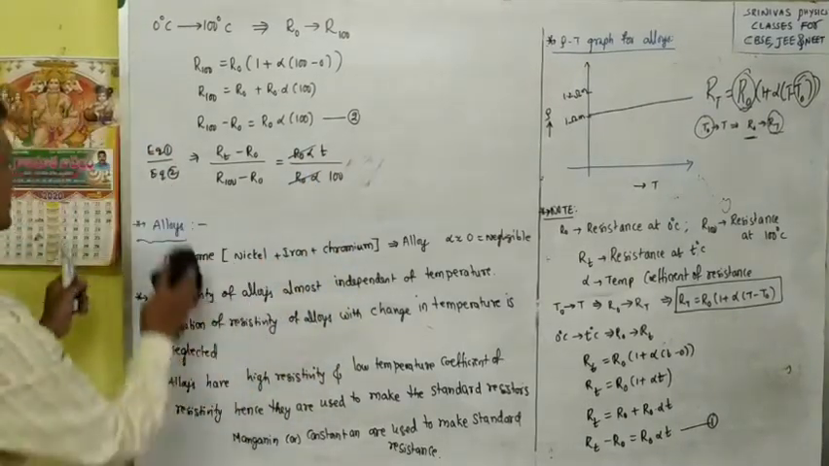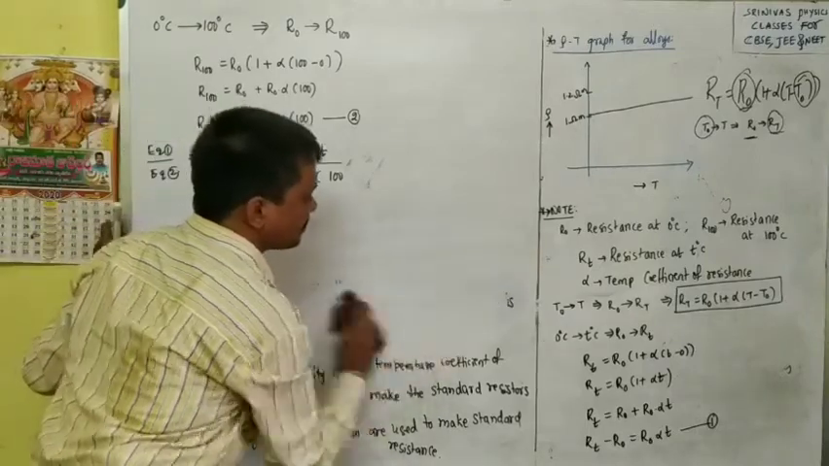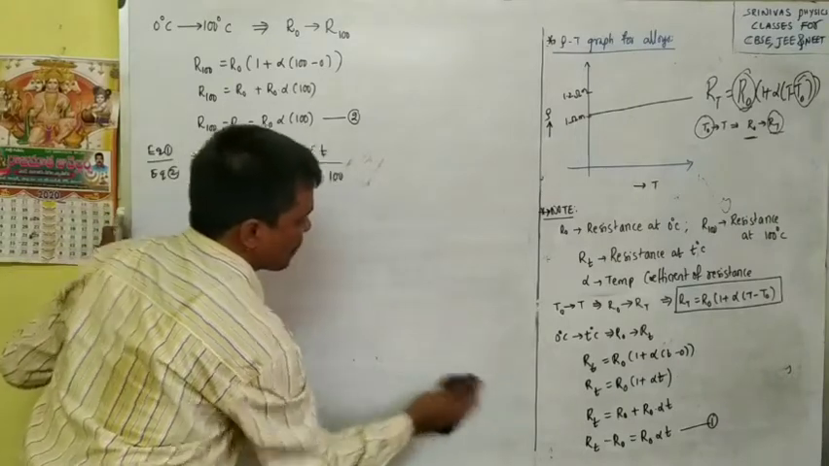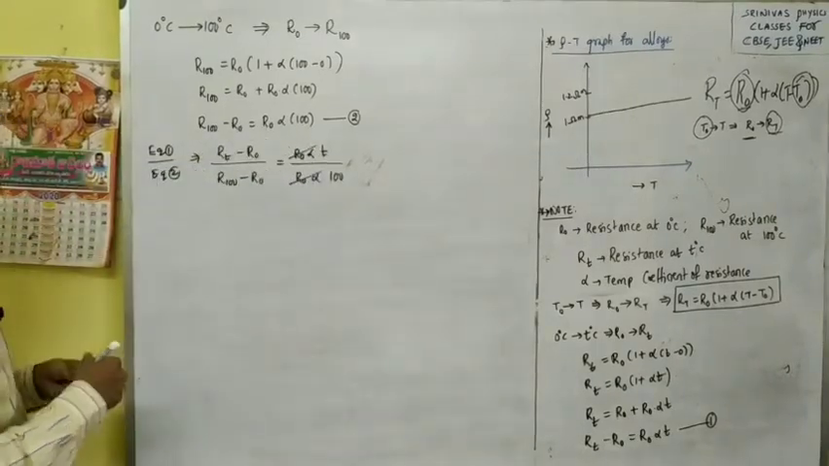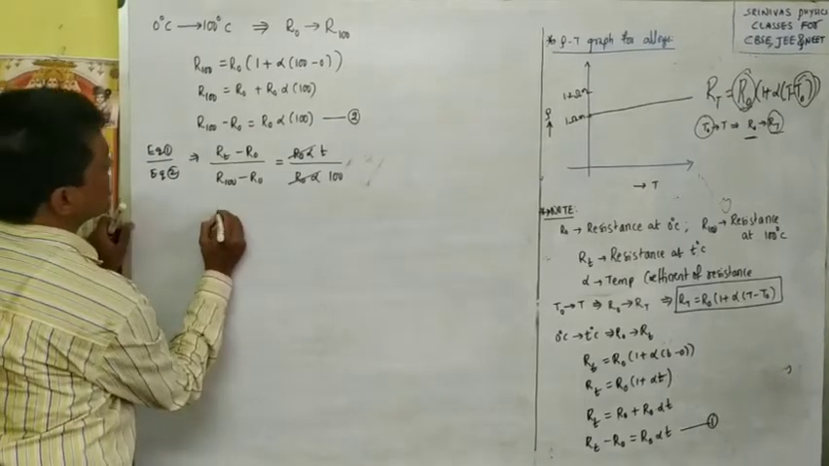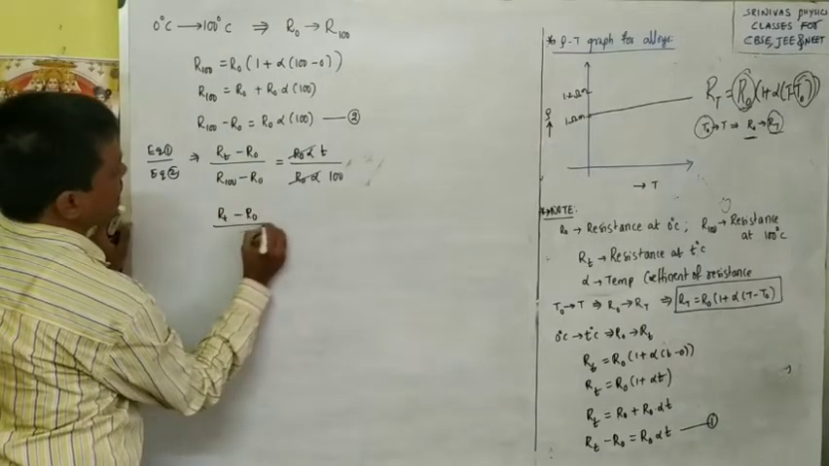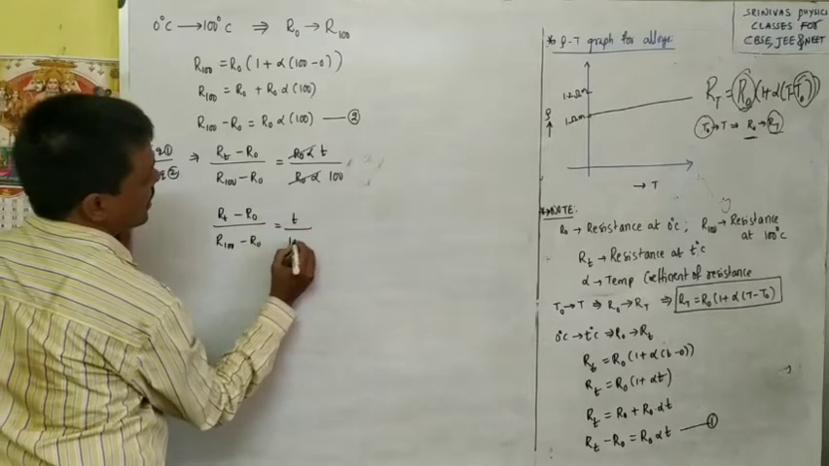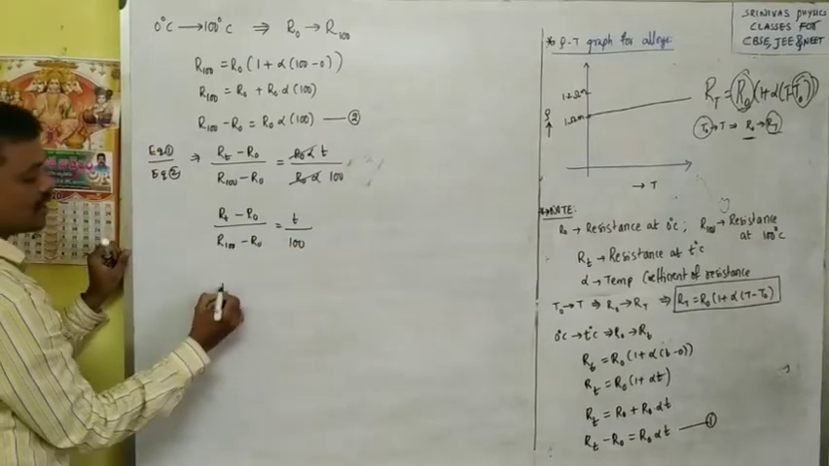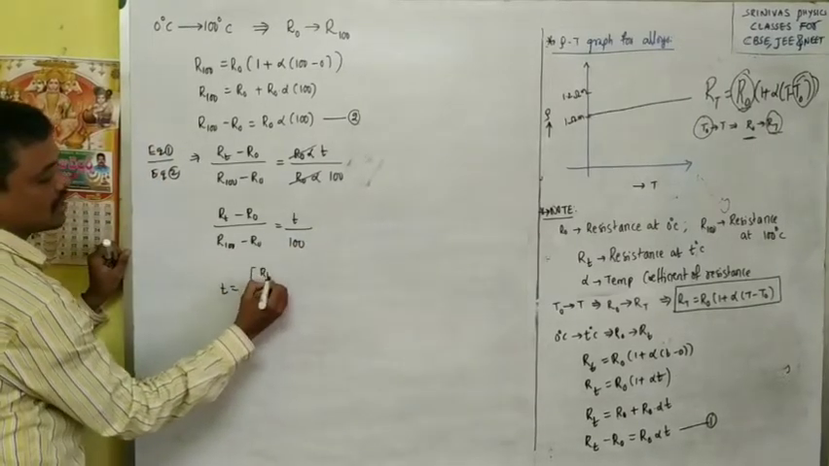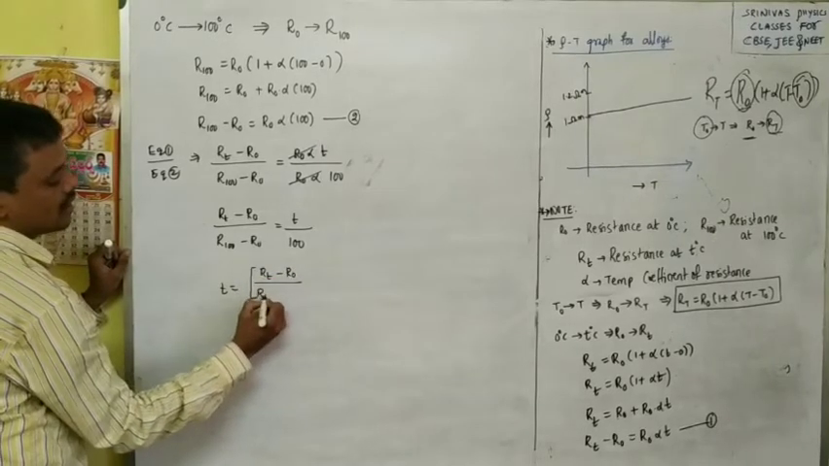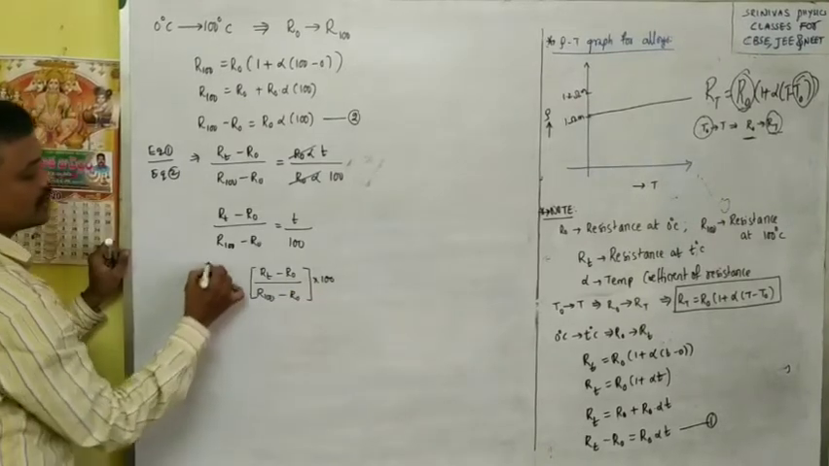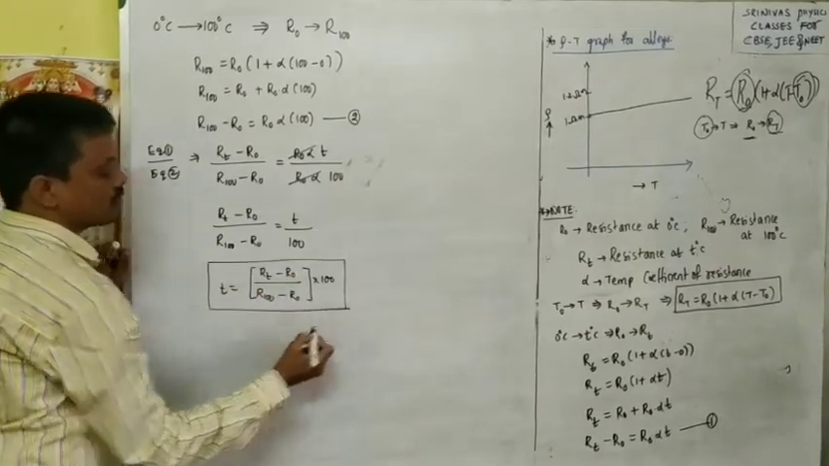Then what you will get? The next equation we will get is Rt minus R0 by R100 minus R0 is equal to t by 100, right? I want the t formula. The t formula is Rt minus R0 by R100 minus R0 into 100, right? This is the formula that is used to find out the temperature.